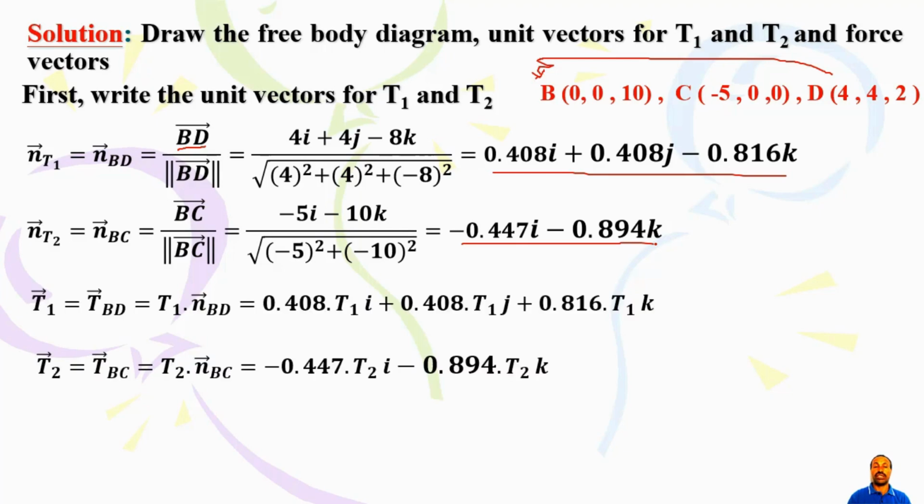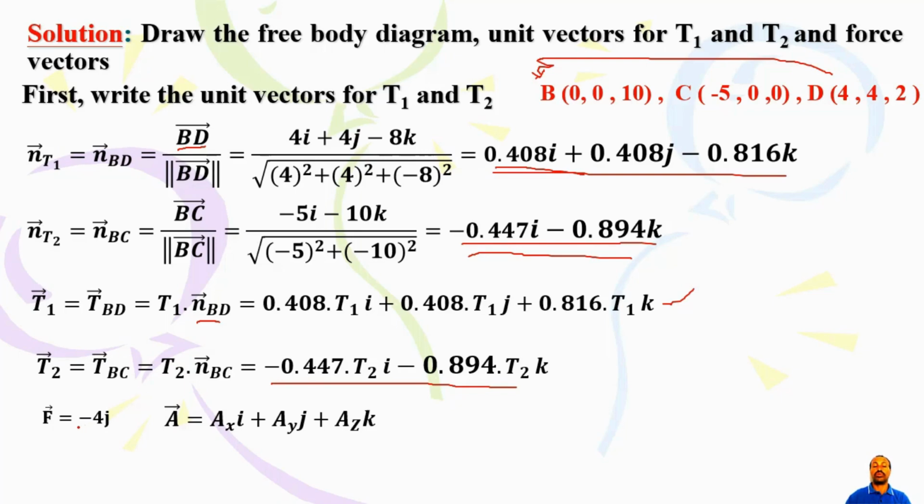Then you proceed like that. Then T1 means TBD, which is the T1 magnitude times the unit vector in the direction of BD. Then you multiply T1 by this unit vector. Clear? Then you get this result. Again, T2, similarly, TBC or T2 times the unit vector in the direction of BC. You get this result. You simply multiply T2 by this unit vector. Then once you have the force vectors, you have to write all forces in vector form. So F is going to be negative 4J, which is the opposite of the Y direction, and A as a vector you have to write.